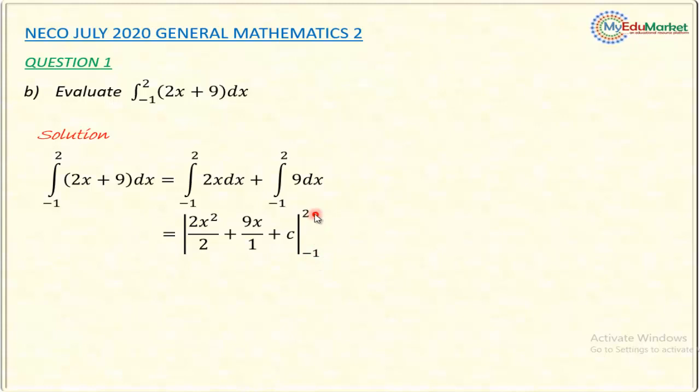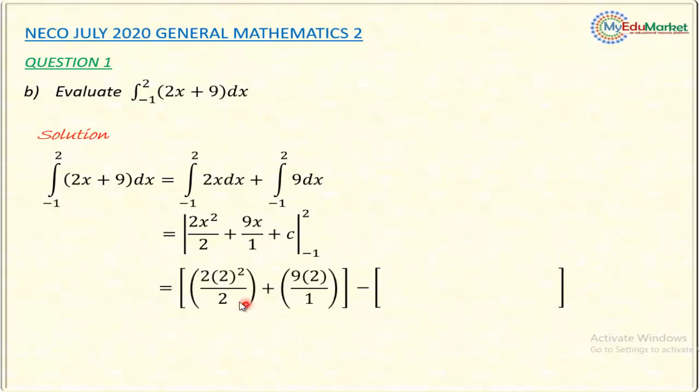So next is to substitute the limits. Starting with the higher limit, which is 2, I will substitute it first. Then minus, I will substitute the lower limit. So I continue. I'm going to have two brackets like this. This will be substituting the higher limit, then minus the value after substituting the lower limit here. So let me do that.